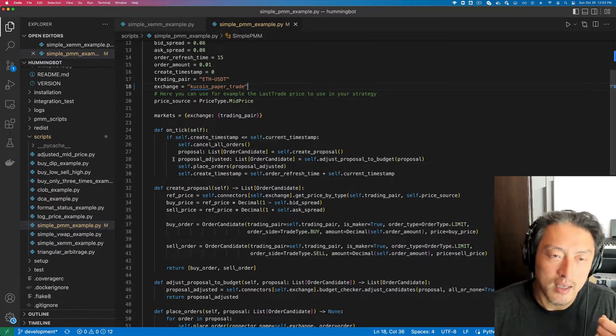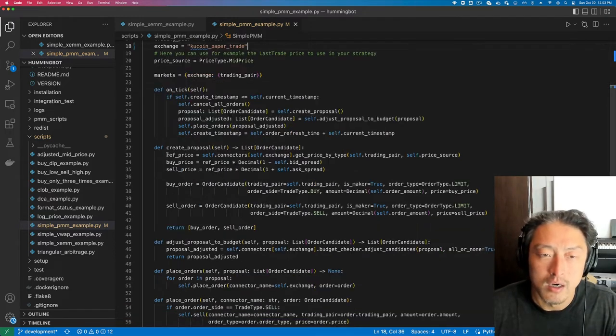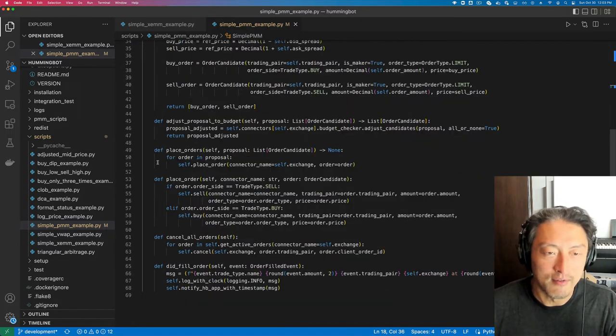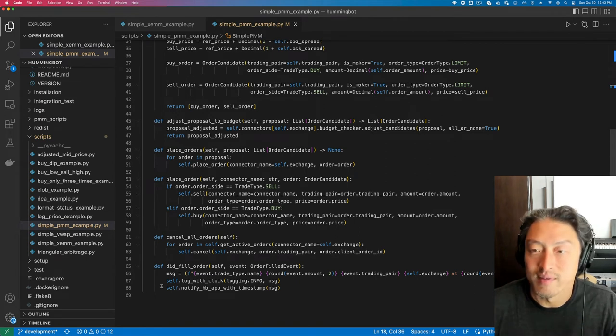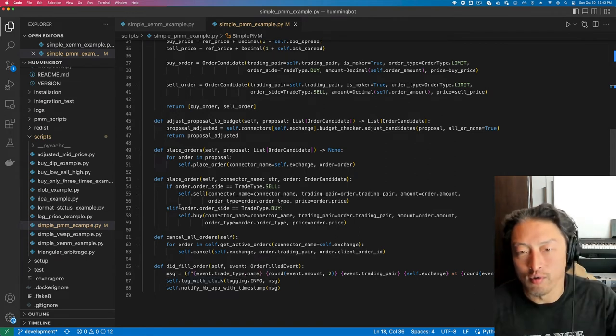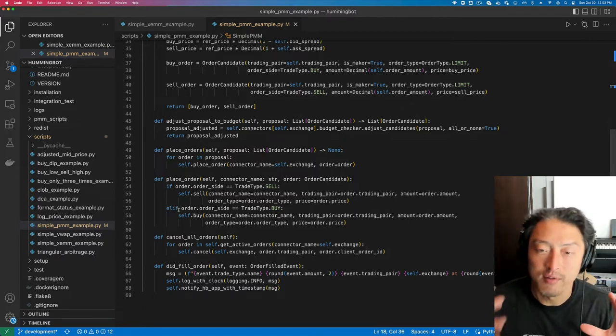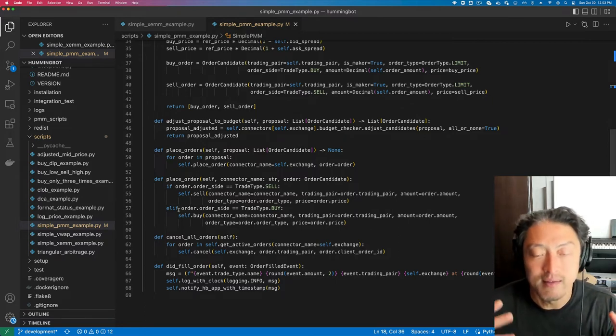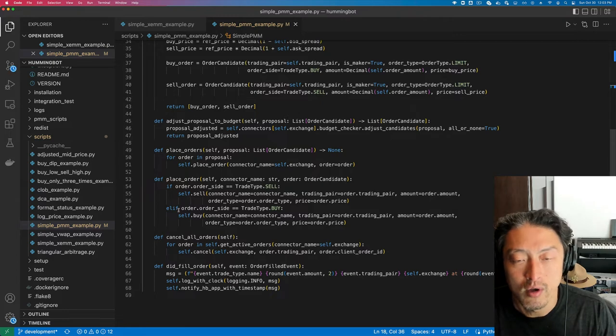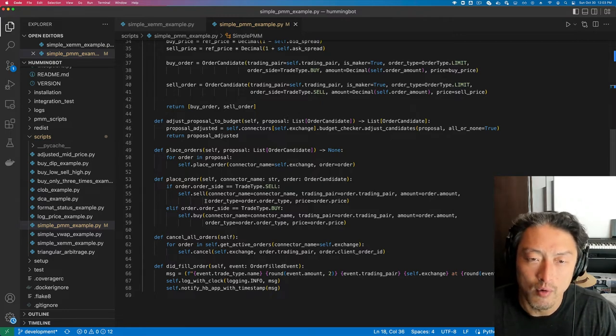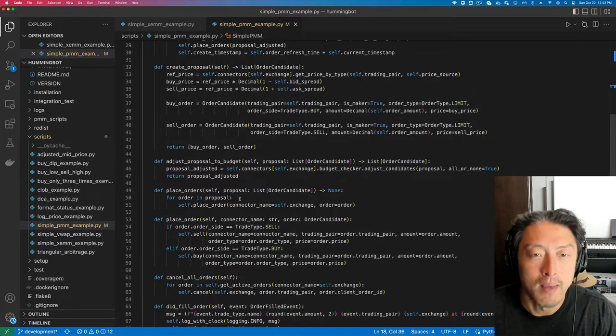So essentially, if you have a basic understanding of Python, you'll be able to understand this code and understand that it's really a very simple, kind of a 60 to 70 line program that just executes a process that repetitively sets buy and sell orders on an order book. And so this is really a basic market making bot.